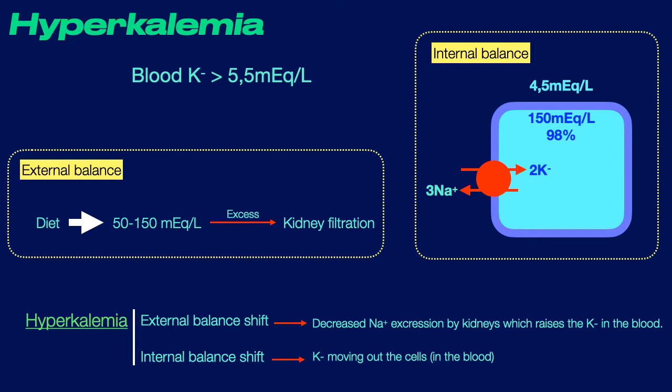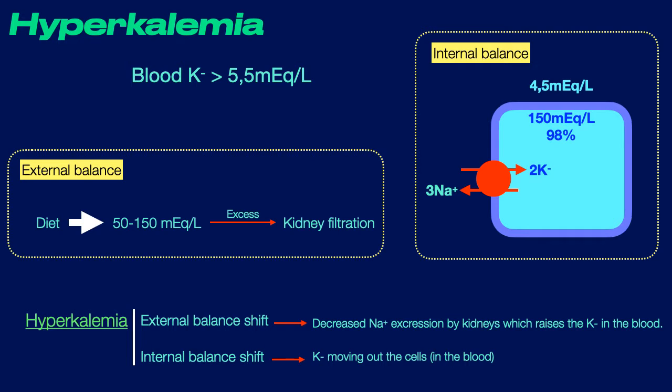Also remember that this balance is maintained mainly by the sodium-potassium pump, which pumps two potassium ions in for every 3 sodium ions out. Regarding the external potassium balance, remember that we get between 50 milliequivalents to 150 milliequivalents per liter of potassium through the diet, so the excess has to be excreted by the kidneys.